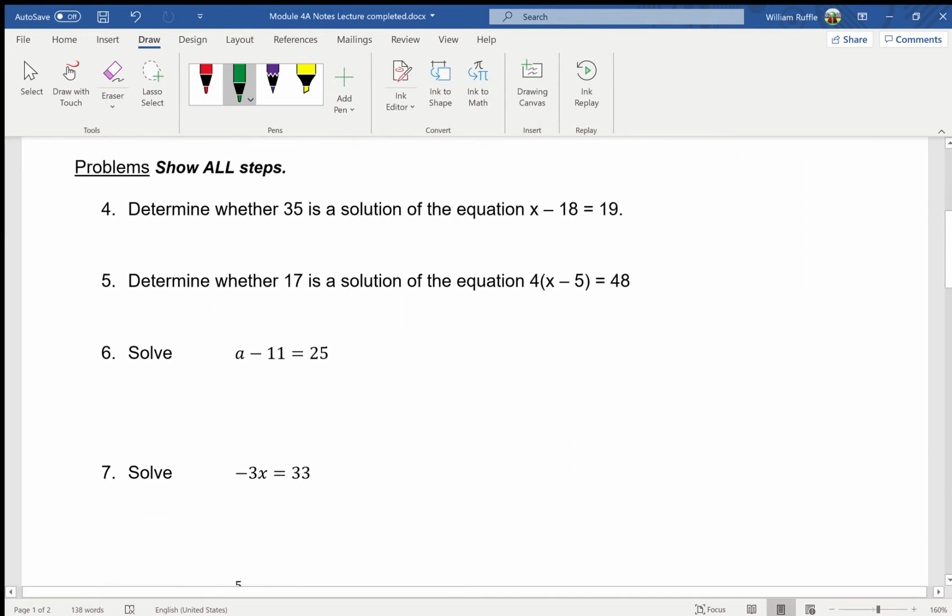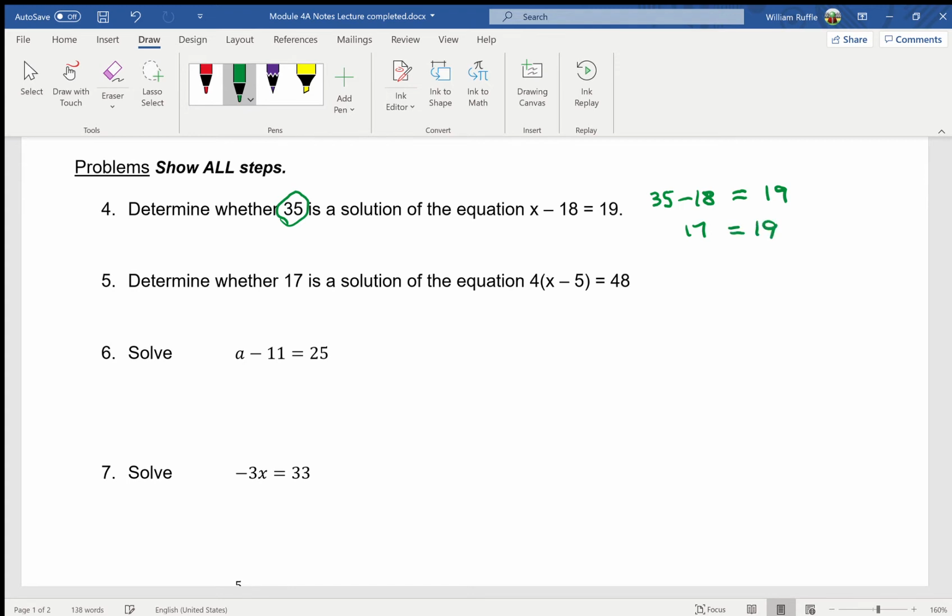This first thing is kind of evaluating and telling if it's a true or false statement. So we're trying to find out if 35 is the solution. So I let x be 35: 35 minus 18, and does it equal 19? Well, 35 minus 18 equals 17. 17 does not equal 19. So you get a true or false statement here. You get 2 dots to put in. Since this is false, you just check off the false.